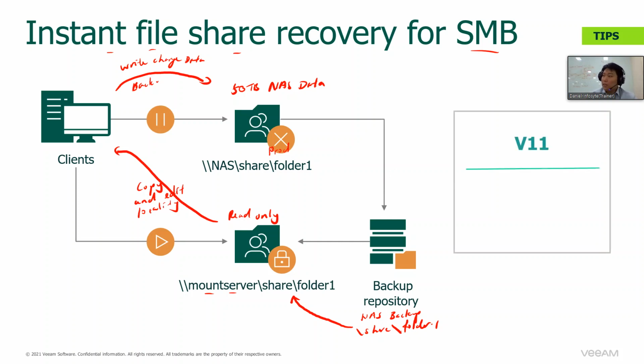Okay, so this is a V11 function. Only the SMB protocol, meaning to say Windows-based client NAS storage, is supported for this instant file share recovery. Read-only copy. Okay. Any question regarding this instant file share recovery for SMB?